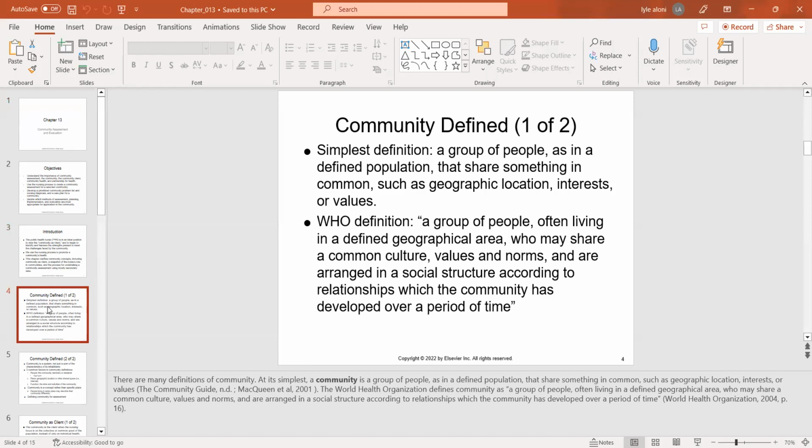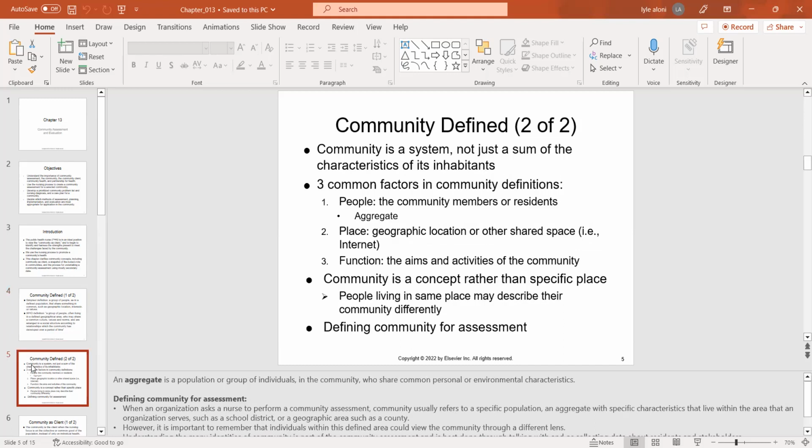There are many definitions of community. At its simplest, community is a group of people, as in a defined population, that shares something in common, such as geographic location, interest, or values. The World Health Organization defines community as a group of people often living in a defined geographic area who may share a common culture, values, and norms, and are arranged in a social structure according to relationships the community has developed over time. We look at an aggregate, and that's a population or group of individuals in the community who share personal or environmental characteristics.